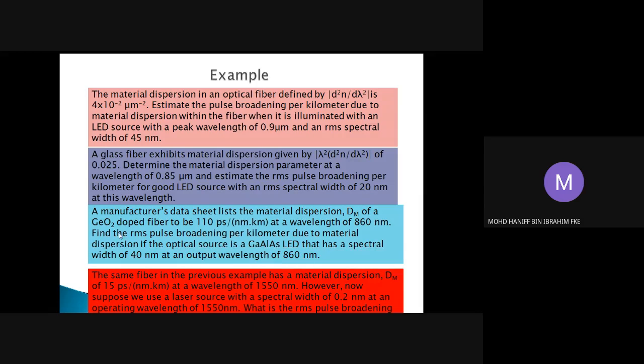Okay, I think somehow this is easier than before. Yeah, because we just substitute the value. The DM is 110. Your sigma lambda is 40 nanometer. So by multiplication of this, you're going to get the RMS pulse broadening per kilometer. Okay, I don't think I have to proceed with this.